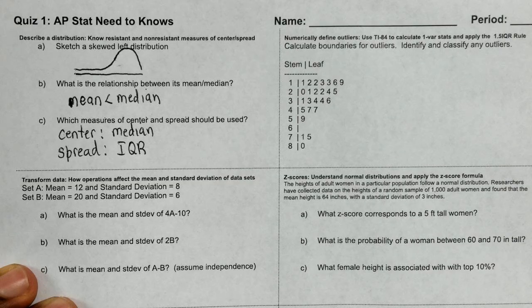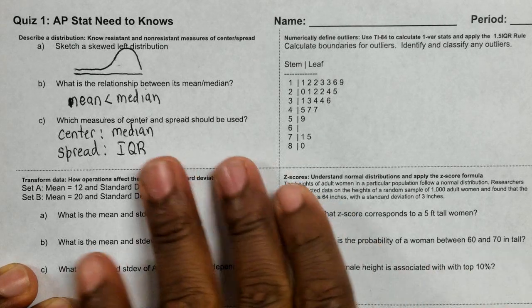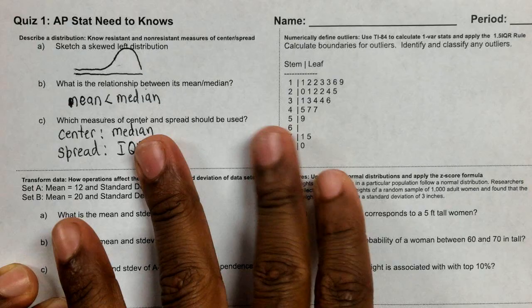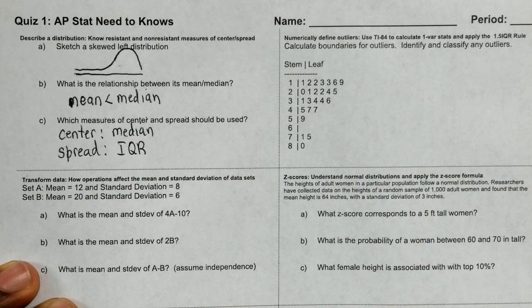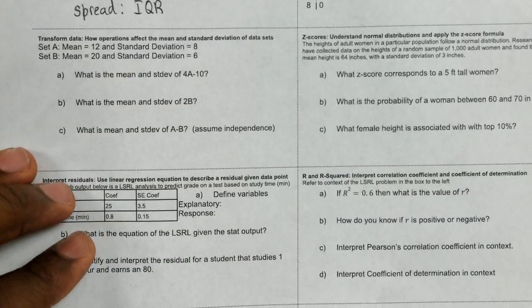For spread, the best representation will be your IQR, and you find your IQR by doing Q3 minus Q1. What does that really do? Q3 correlates to 75% of your data set, Q1 correlates to 25%. When we subtract those, we're only looking at the middle 50% of the data set, which gives us the general trend of variability. So the IQR is the best representation. All right, the next question.